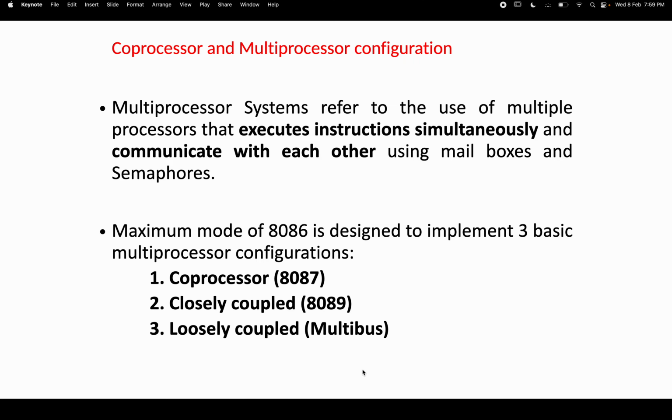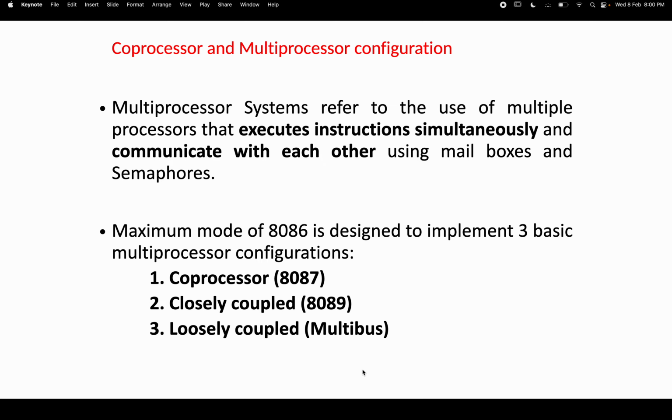Usually, multiprocessor systems refer to the use of multiple processors for executing instructions simultaneously and communicating with each other using mailboxes and semaphores. The maximum mode of 8086 is designed to implement three basic multiprocessor configurations. The first one is coprocessor configuration, in which the 8087 numerical data processor is connected with 8086 for specific operations.